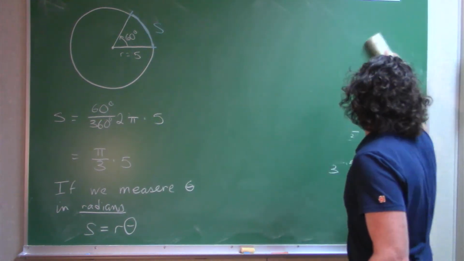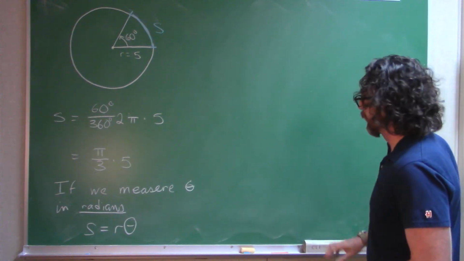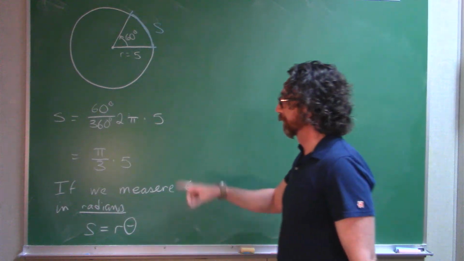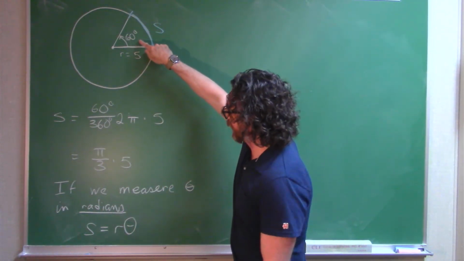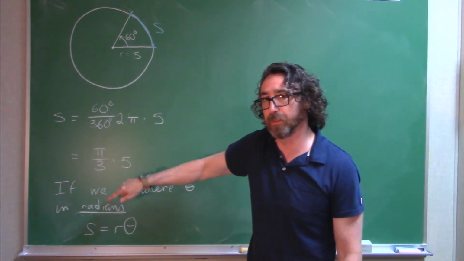Now let's think about how we get from this degree measure to radians. An angle of 60 degrees corresponds to pi over 3 radians.